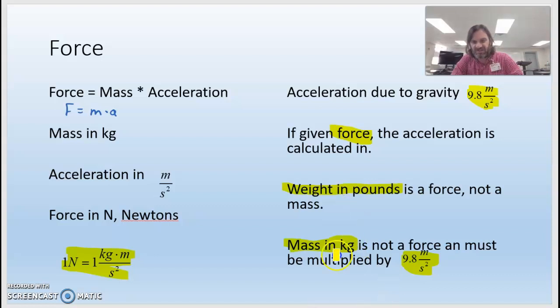So it's a little tricky to get used to, but generally if you see kilograms, that means it's just mass and you need to multiply by the acceleration to get force. If you're given something weight, like in pounds, then that's automatically a force unto itself. All right, so let's see here.